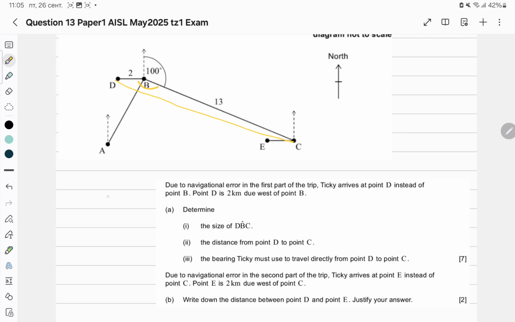But it's better to make another sketch here. So this is D, B, and C. Okay, and to find this size, we know that it is 2. This is 13. It's actually the same. I hope you understand. Yeah, it's the same triangle, but drawn in a more appropriate way. Easier. I hope it is easier to understand for you.